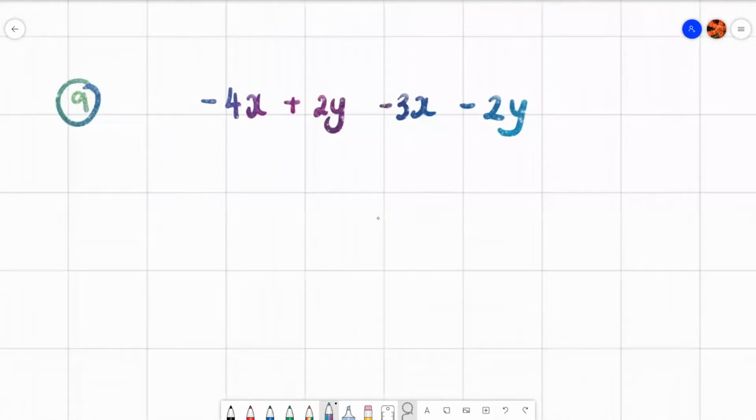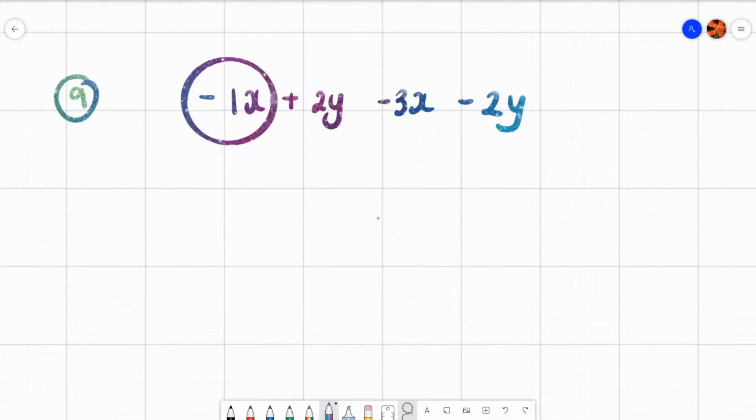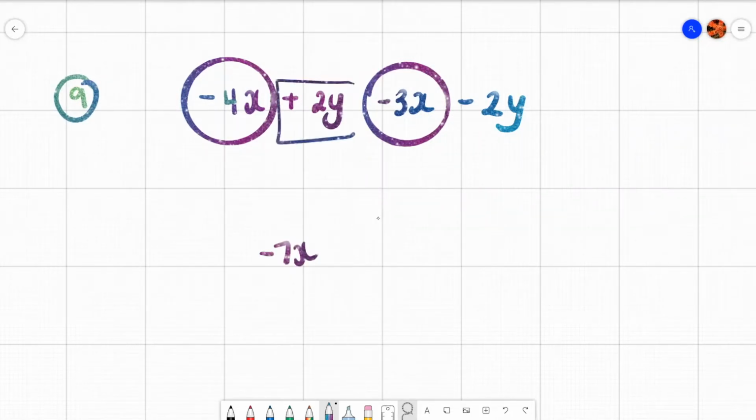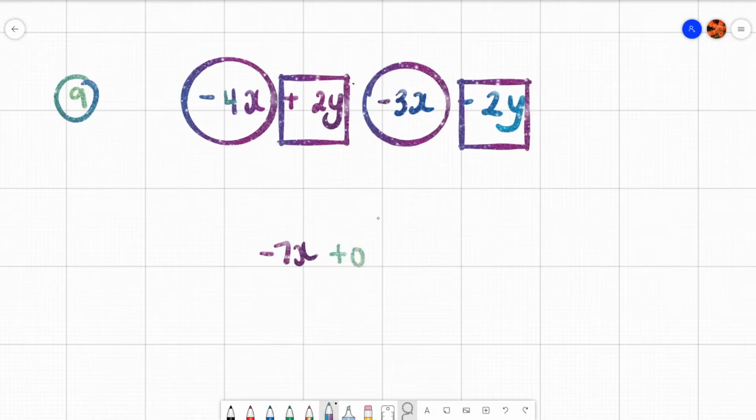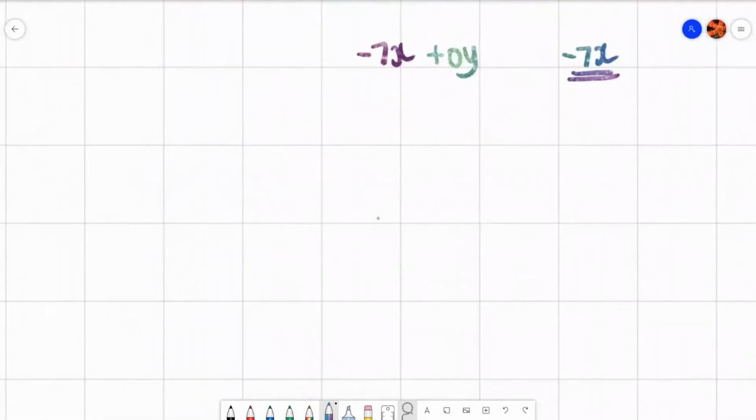Okay, so again, minus 3x. So you've got a minus 4x, take away 3x. That is minus 7x. Then you've got 2y, positive 2y, take away 2y, which is nothing. There's no point writing plus 0y because there are no y's, so we just leave it as minus 7x, okay? We do not need to write the plus 0y.